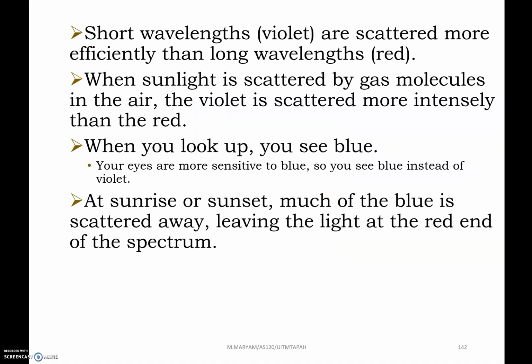Okay, but specifically, how does this happen? We know that light is actually a combination of 7 colors. The shortest wavelength is violet, whereas the longest wavelength is the red color. So when the sunlight is scattered by gas molecules in the air, we know we have many gas molecules in the air, and the sunlight will go all over and be scattered by the gas molecules. Violet is actually scattered more intensely than red. Basically, because it has a shorter wavelength, it is scattered more intensely than red. So when it's scattered more intensely than red, you would actually see more violet wavelength. But unfortunately, our eyes are more sensitive to blue. So you see blue instead of violet. The actual color that is scattered there is violet.